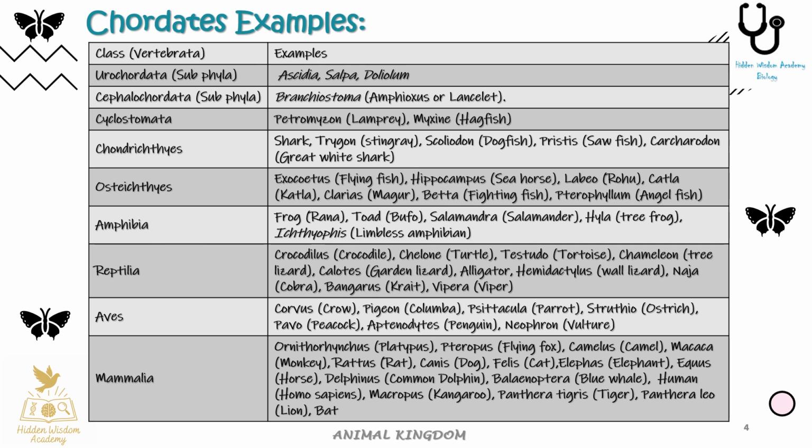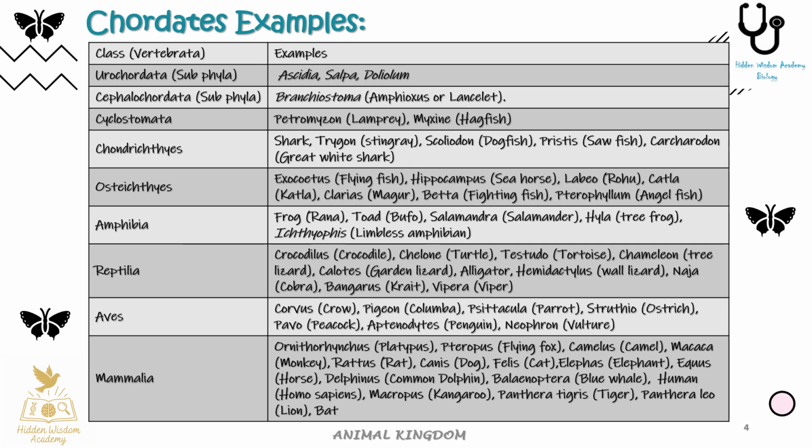Now let's move to Amphibia, including frog or Rana, toad or Bufo, Salamandra the salamander, Hyla the tree frog, and Ichthyophis a limbless amphibian. In the class Reptilia, we have Crocodilus the crocodile, Chelone the turtle, Testudo the tortoise, Chamaeleon the tree lizard, Calotes the garden lizard, alligator, Hemidactylus the wall lizard, and snakes including Naja the cobra, Bungarus the krait, and Vipera the viper.